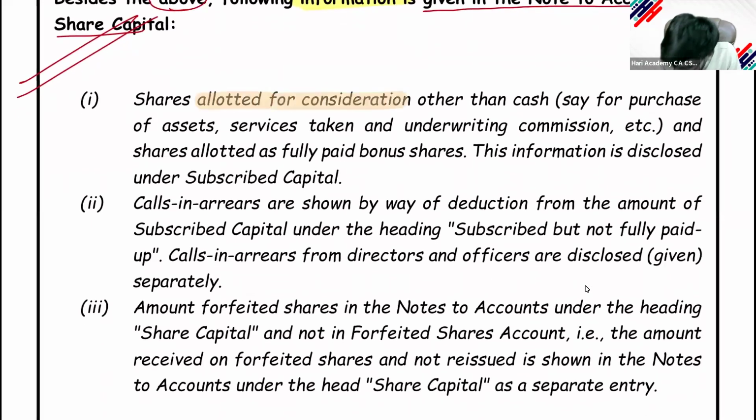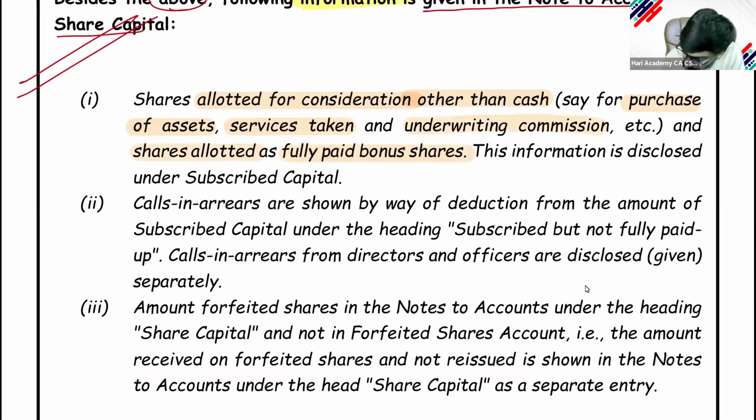Shares allotted for consideration other than cash. Suppose you purchase an asset or take a service, and you pay with shares, you are allotting shares. Then it is a consideration other than cash. You are not paying in cash, you are paying in kind, and that kind is share capital. So the journal entry will be that particular asset at that value, and share capital, the net effect we will write. And underwriting commission, in a few cases. And shares allotted as fully paid up.